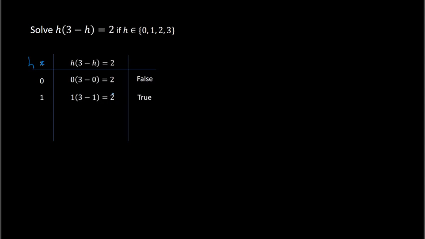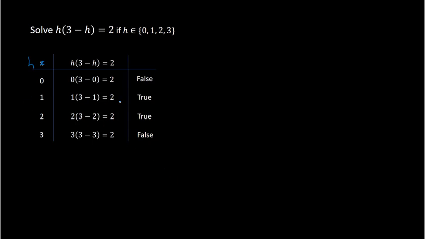Okay, plug a 2 in. So 2 times (3 minus 2) equals 2. Is this a true statement? Well, 3 minus 2 is 1. So 2 times 1 is 2. So that is true. All right, and then plug in the 3. So now we have 3 times (3 minus 3) equaling 2. Well, 3 minus 3 is 0. So we have 3 times 0, which is 0, which is not 2. So that is a false statement.